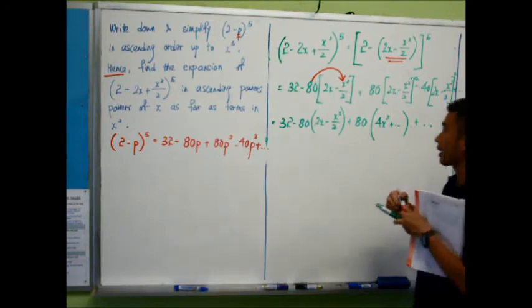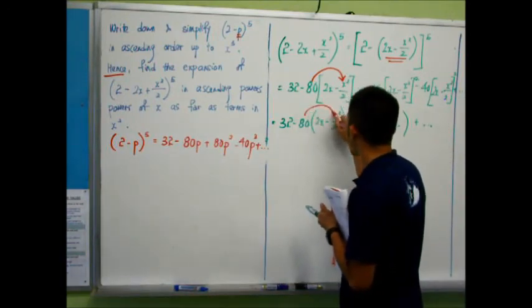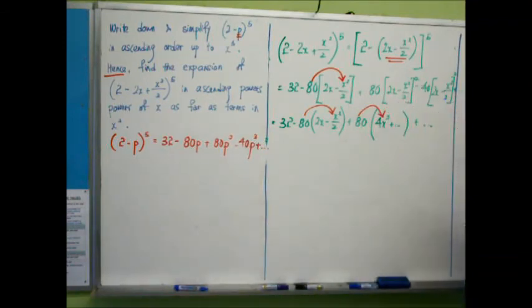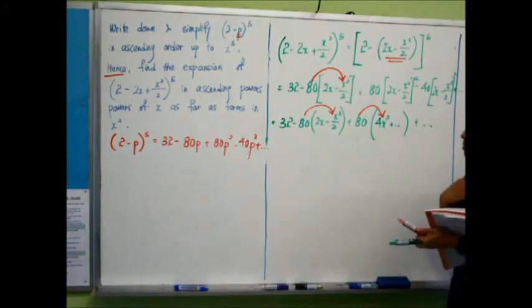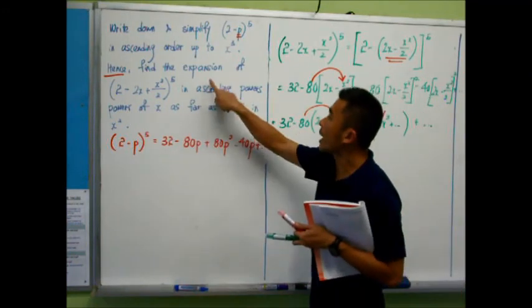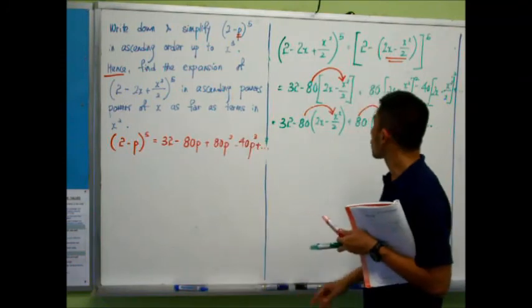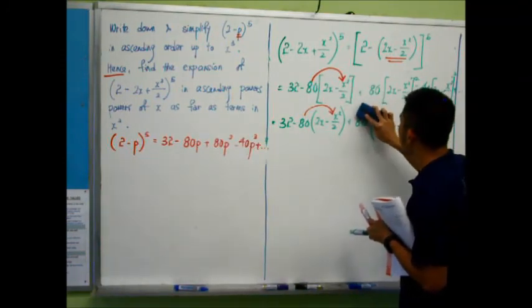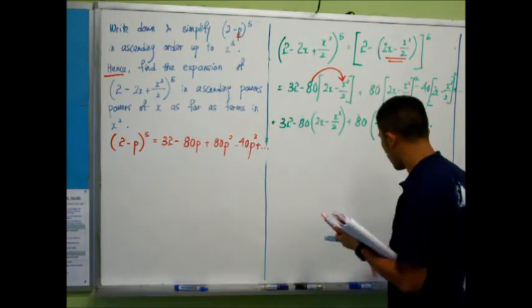So like I say, the only terms that allow us to get x squared, please do the necessary multiplication. Those terms that do not allow us to get x squared, don't bother. They want the expansion up to x squared, so those terms higher than x squared, do not bother. Okay, now we are ready to do our expansion.